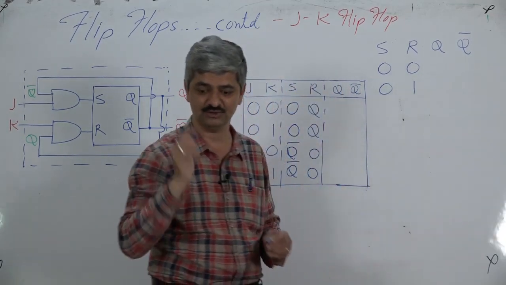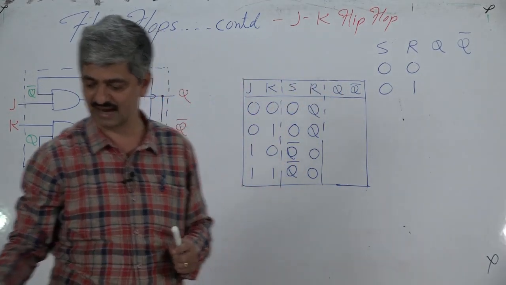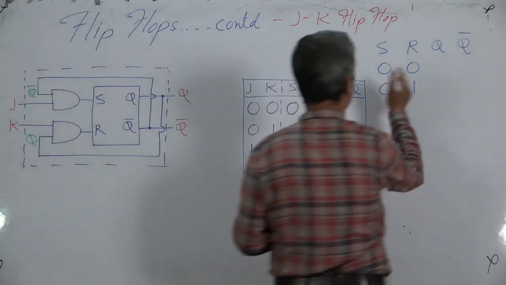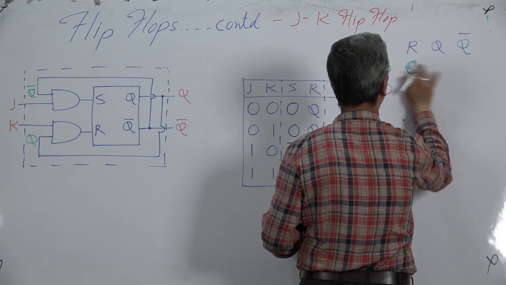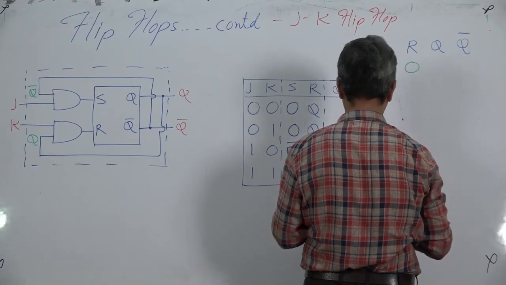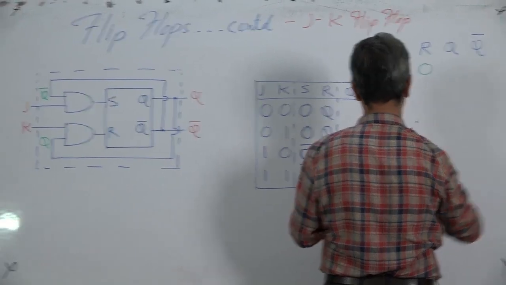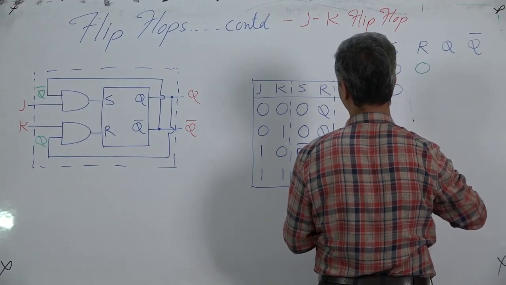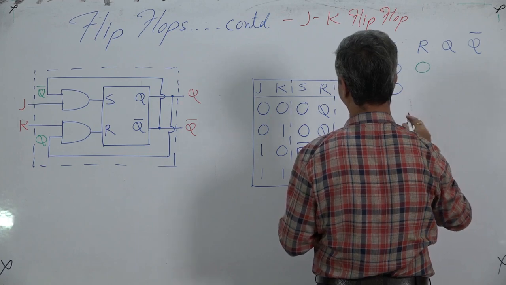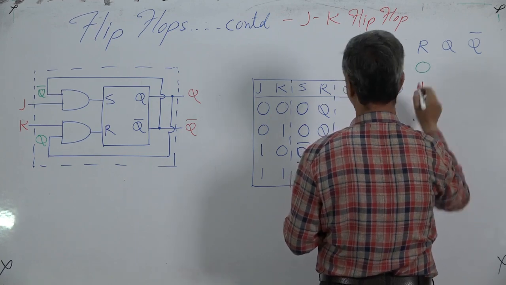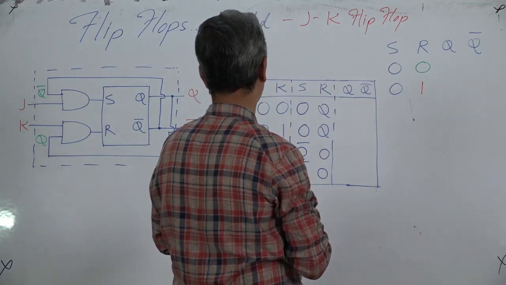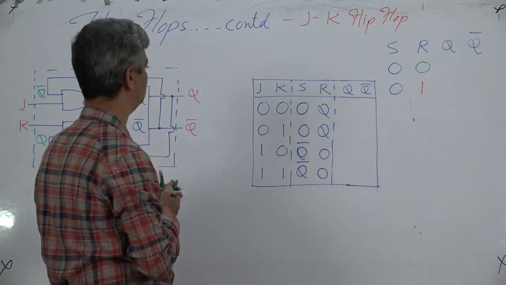I hope you have understood. The only thing is that I will change the colors. This is constant, this is 0, R is 0 and R is 1. I hope the thing is very clear. I think I made a very small mistake here.